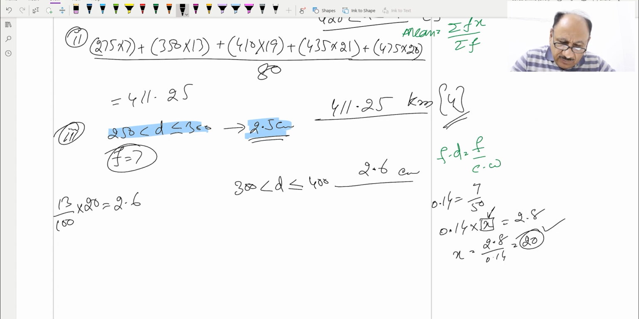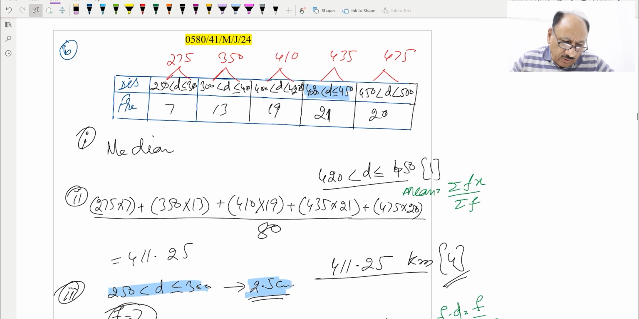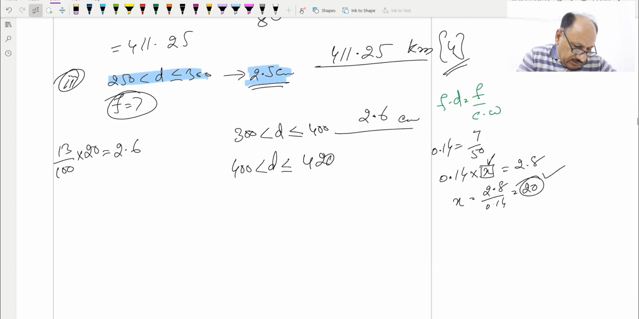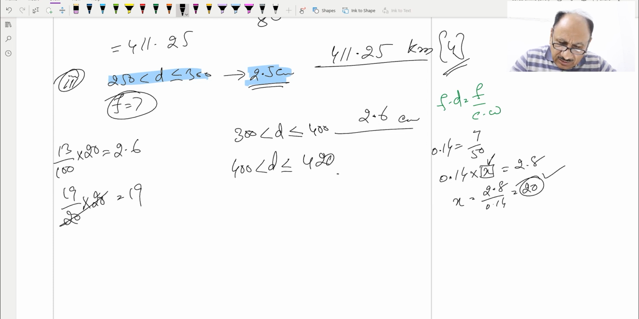This is in centimeters. For the second range, they are saying 400 to 420, and the frequency for 400 to 420 is 19. So we take 19 divided by the range, which is 20, and multiply also by 20. This cancels, so it will be equal to 19, and the second answer will be 19 centimeters.